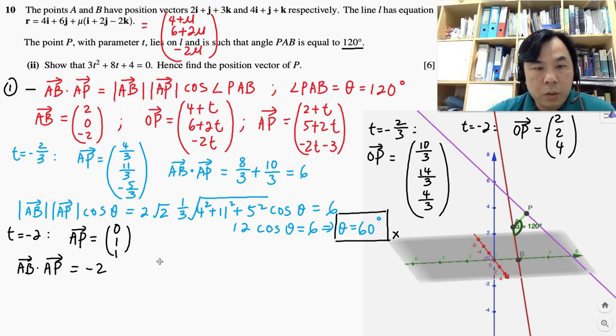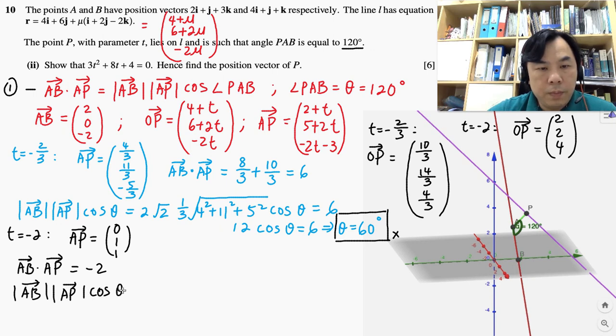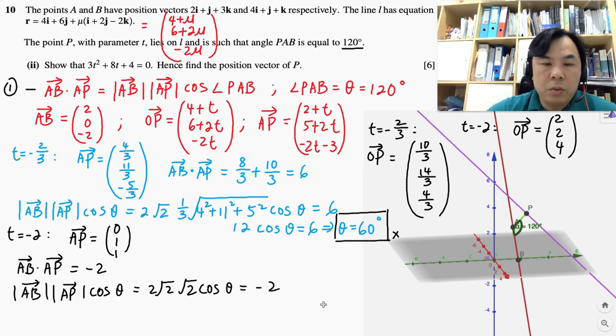And then after that, all I need to do is work out the right-hand side expression. And now that will be the magnitude of AB times the magnitude of AP times cos theta. That will be root 2 times root 2, and then AP, okay, AP is here. That's good. Which is root 2 times cos theta, which is equal to -2 here.